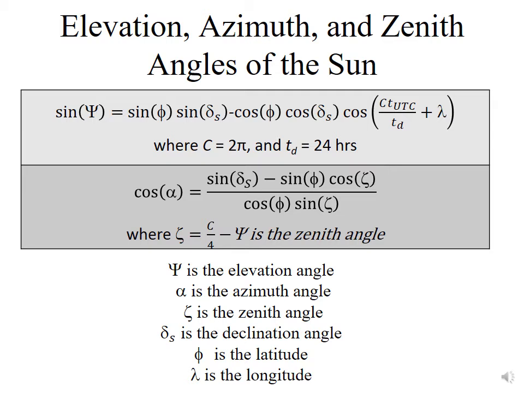We can also get the azimuth angle of the sun. That's the cosine of alpha, where alpha is the azimuth angle. And that's going to be equal to the sine of the declination minus the sine of the latitude times the cosine of the zenith angle, divided by the cosine of the latitude times the sine of the zenith angle. And the zenith angle is defined essentially as 2 pi over 4 minus the elevation angle.